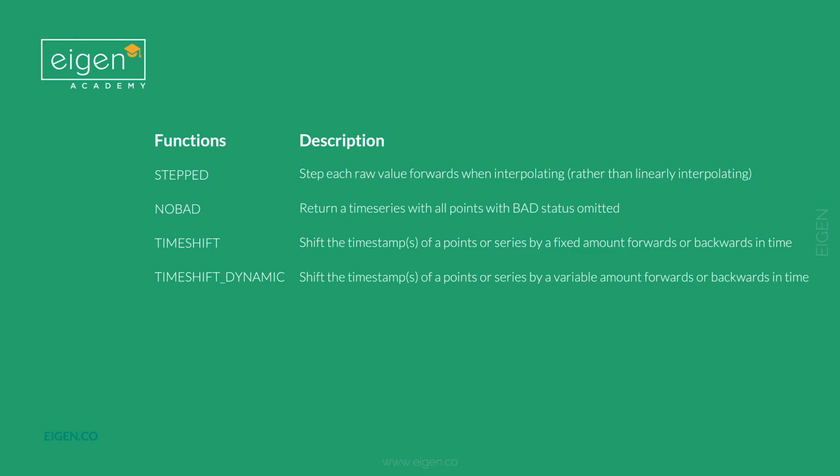No bad will return a time series with all points with bad status omitted. Time shift allows you to shift the timestamp or stamps of a point or series by a fixed amount forwards or backwards in time. And time shift dynamic shifts the timestamps of a point or a series of points by a variable amount forwards or backwards in time.